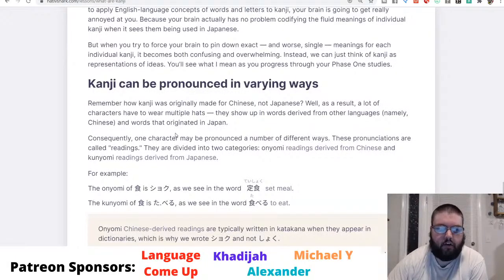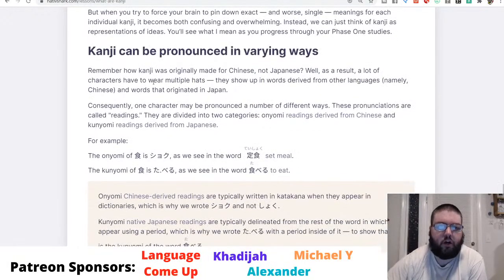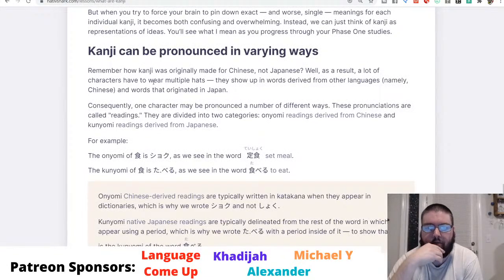Kanji can be pronounced in varying ways. Remember how kanji was originally made for Chinese, not Japanese? Well, as a result, a lot of characters have to wear multiple hats. They show up in words derived from other languages, namely Chinese, and words that originated in Japan. Consequently, one character may be pronounced a number of different ways. These pronunciations are called readings. They are divided into two categories: onyomi readings derived from Chinese and kunyomi readings derived from Japanese.